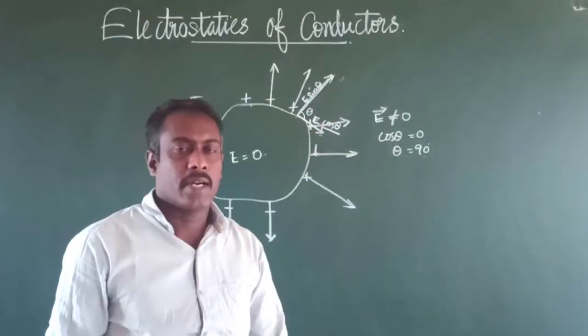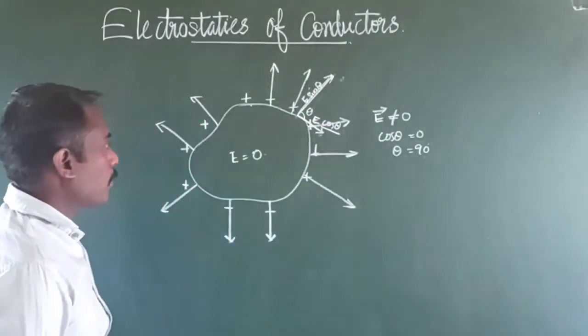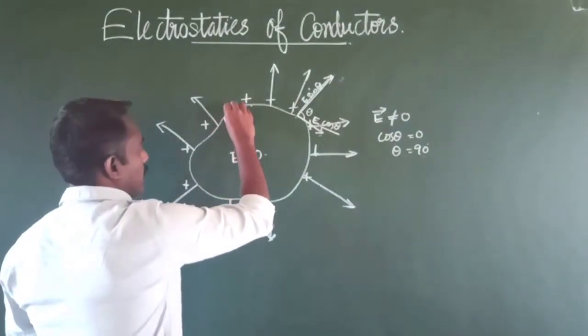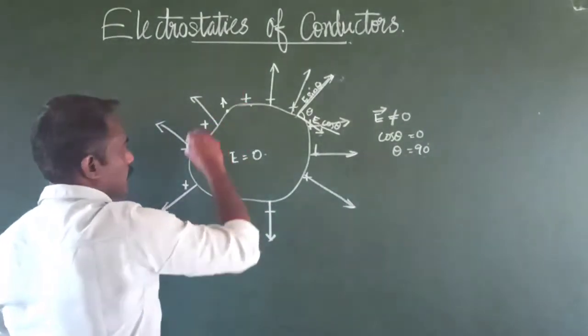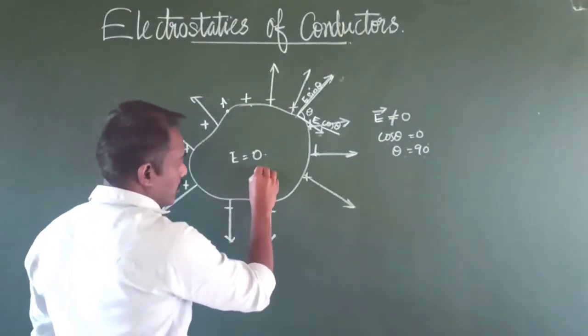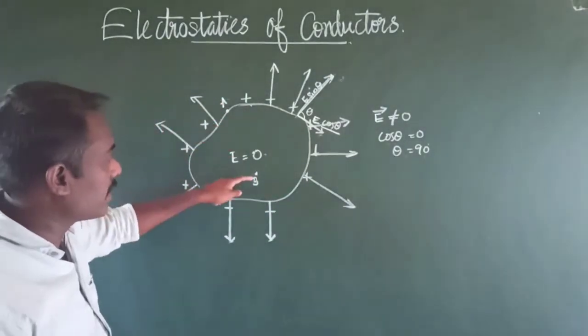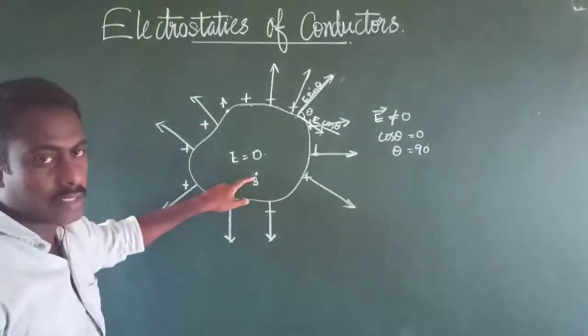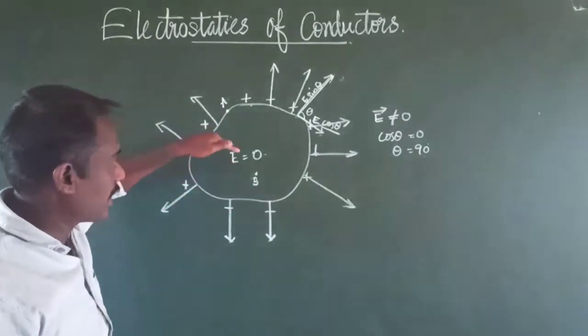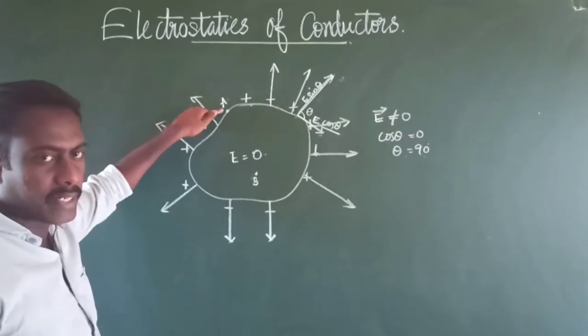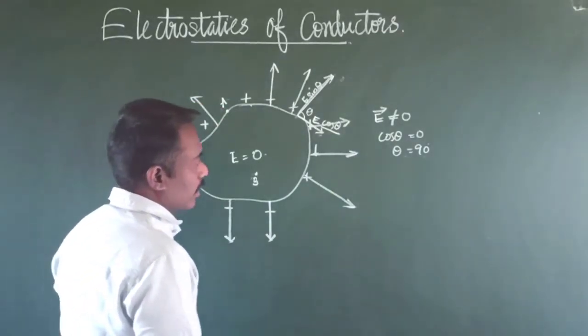Another feature is the potential. Consider a point A on the surface of the conductor and another point B on the surface of the conductor. If we compare the potential at these two points, inside the conductor and on the surface of the conductor, it will always be equal.